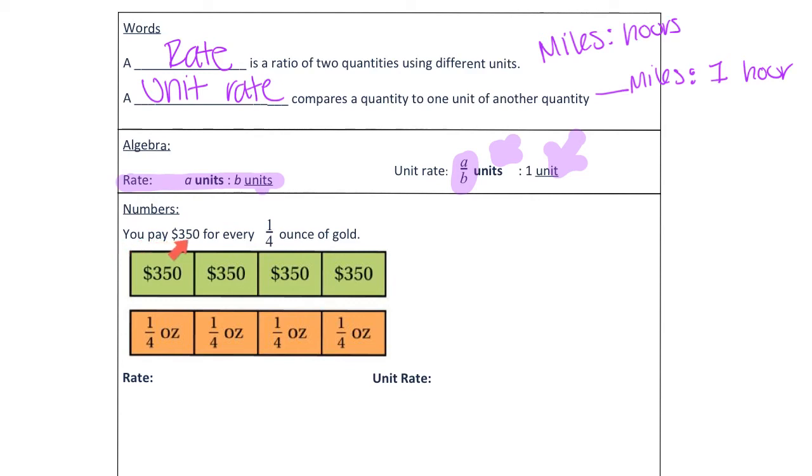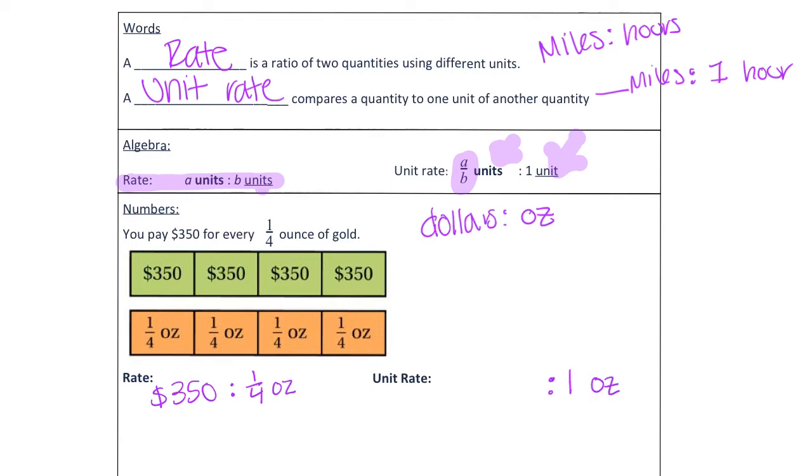You pay $350 for every 1/4 ounce of gold. So our rate is going to be dollars to ounces. Okay? So it's $350 to every 1/4 ounce. That's our rate. Okay? But my unit rate, I need to know how many for just 1 whole ounce.